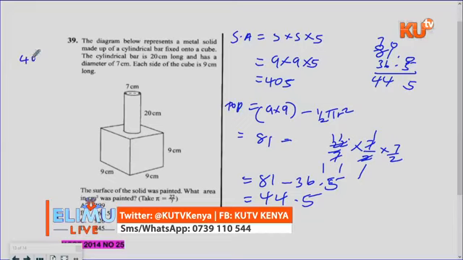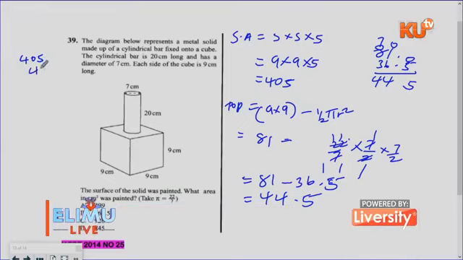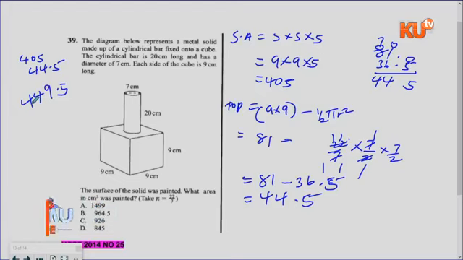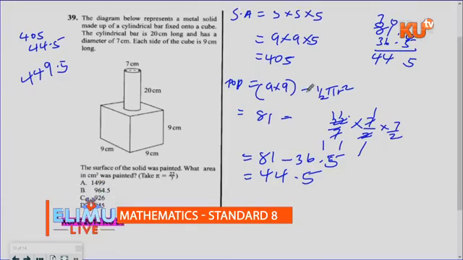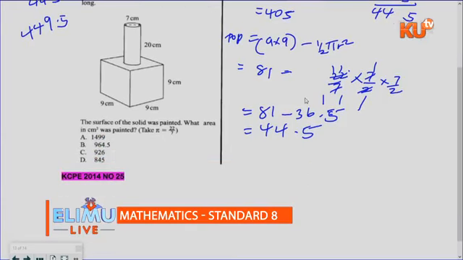So we add to 405 to find out the surface area of the cube. So we have 405 plus 44.5. What will this give us? When we add here, we'll get 5, 9, 4, 4. So we have 449.5. Now that is the one for the cube. And then after that, we also find the surface area of the cylinder.